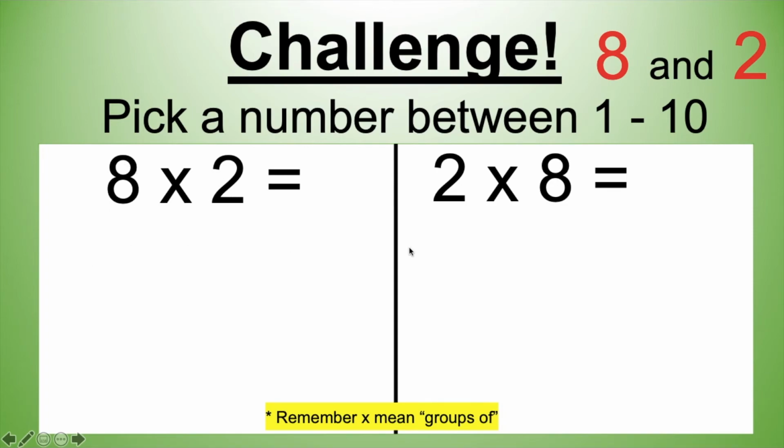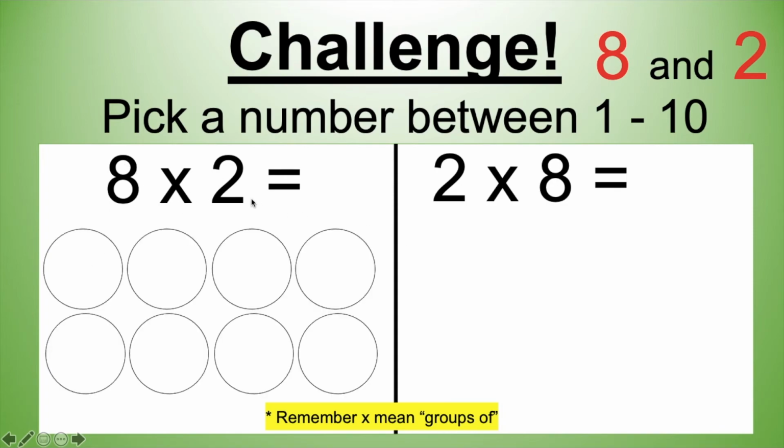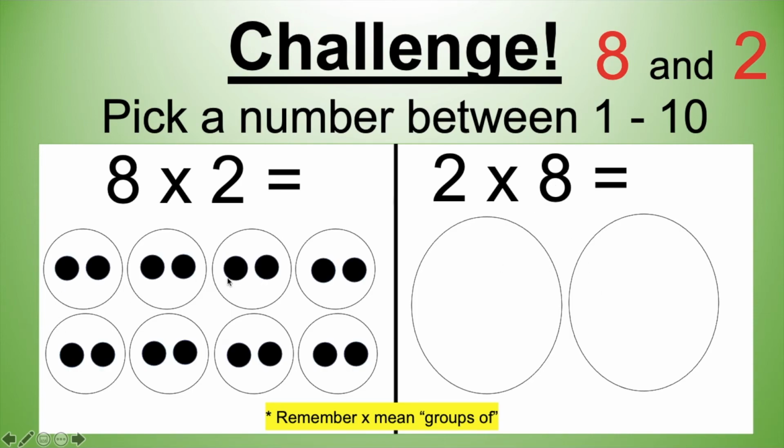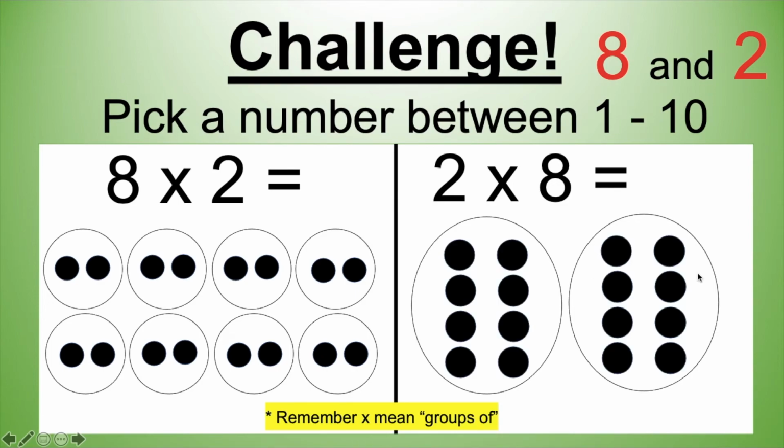So I create my 8 groups, and then I need to make sure I put 2 in them, and then 2 groups of 8. So make my 2 groups, and I've got to put 8 in them. So I've got my 2 in each of these, making sure they're all equal. And then I've got to put 8 in these ones. Now I need to figure out the answer. So I'm going to go on this side, and I'm going to count how many are all together, and I can do that in any way I want.